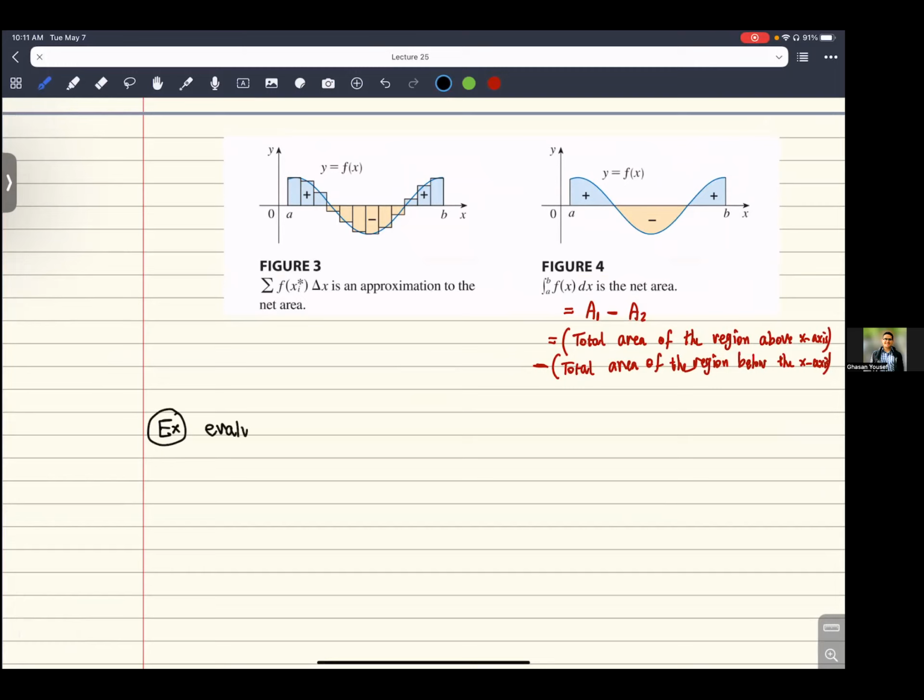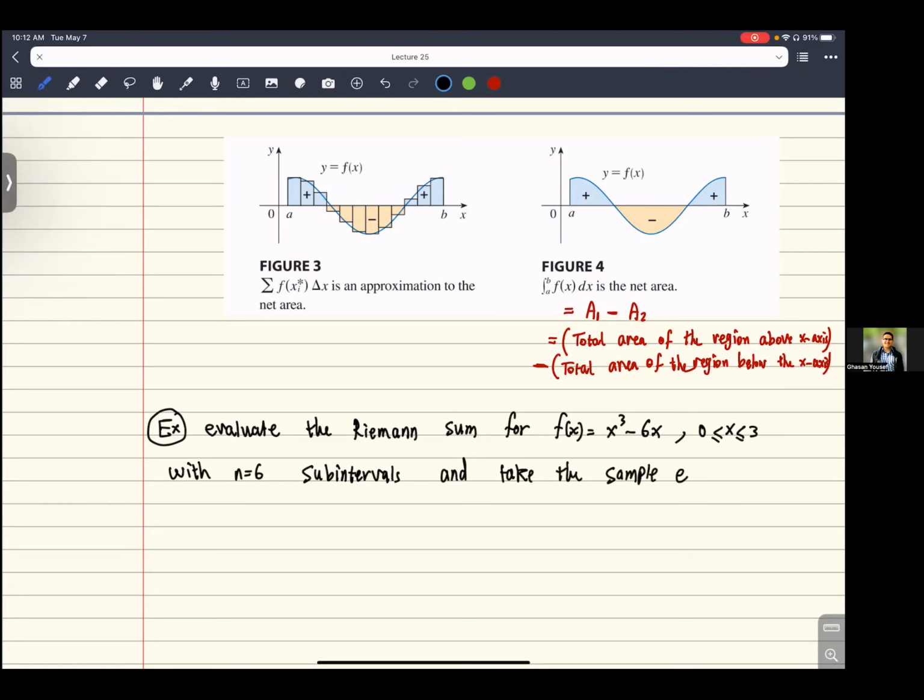Evaluate the Riemann sum for the function f of x equals x to the power 3 minus 6x, such that x is between the two values 0 and 3, with n equals 6 subintervals, and take the sample endpoint to be the right endpoint.